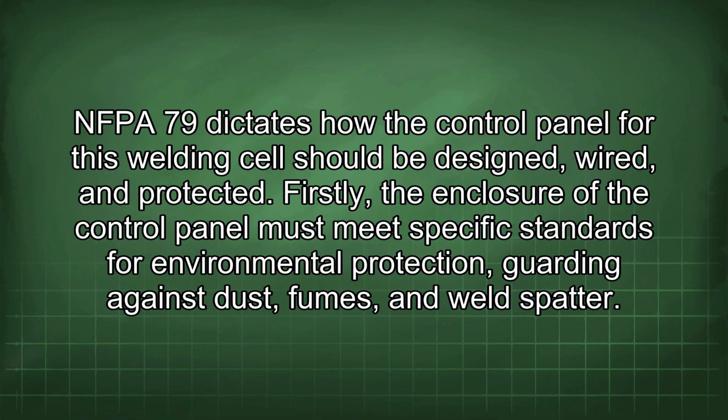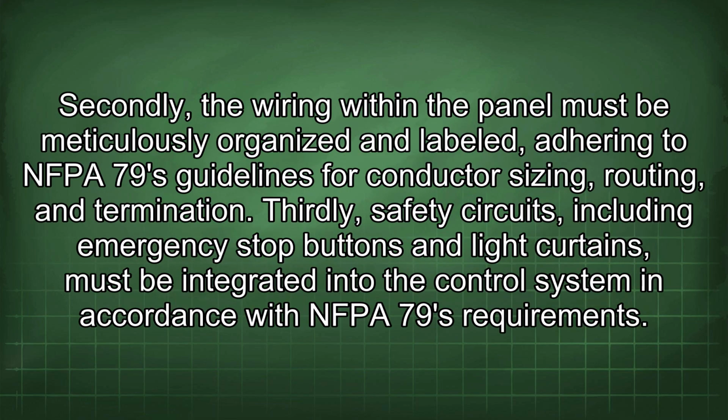Firstly, the enclosure of the control panel must meet specific standards for environmental protection, guarding against dust, fumes, and weld spatter. Secondly, the wiring within the panel must be meticulously organized and labeled, adhering to NFPA 79's guidelines for conductor sizing, routing, and termination. Thirdly, safety circuits, including emergency stop buttons and light curtains, must be integrated into the control system in accordance with NFPA 79's requirements.